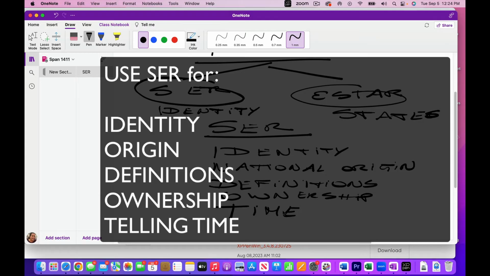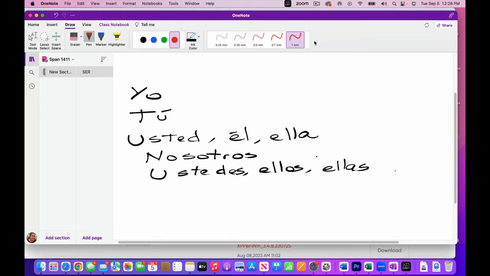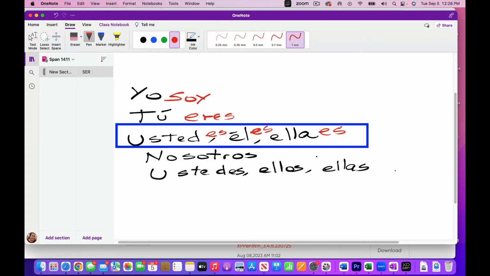Now let's learn how to conjugate it. In front of you, you have the subject pronouns. So now let's learn how to conjugate ser. So how would you say I am? The way that you would do that, you would say yo soy. For tú, that's you. Tú eres. That's you are. What about usted? Usted es. Él es. Ella es. So as you can see, usted, él, and ella, they have the same conjugation.